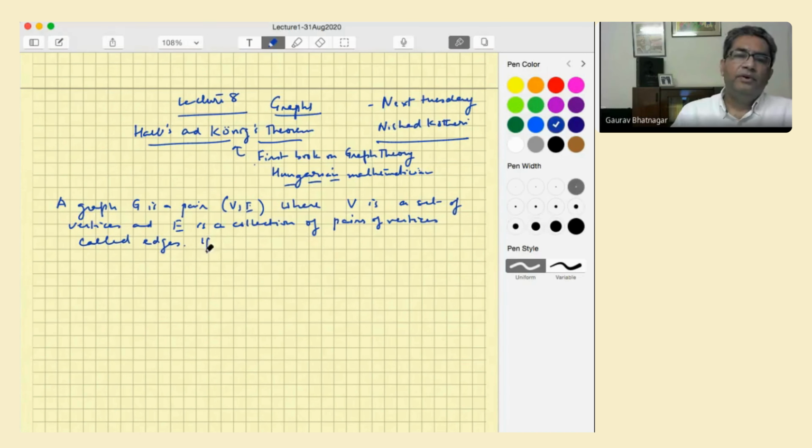So if an edge e joins u and v, we say u and v are adjacent, and we also say that e is incident with u and v.